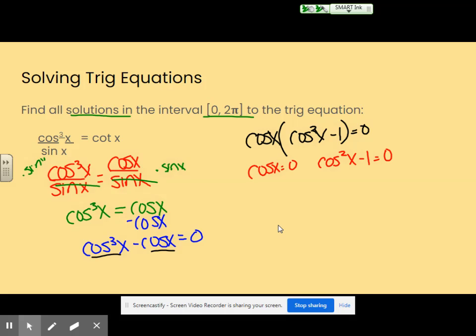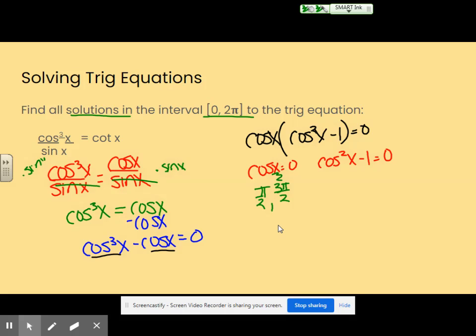I know that I'm looking for values of x, in radians, that make my statement true. So think about your unit circle. What values of x allow our cosine to equal 0? Give me a second. Cosine is 0 along the vertical axis. So our pi over 2 and our 3 pi over 2 values.